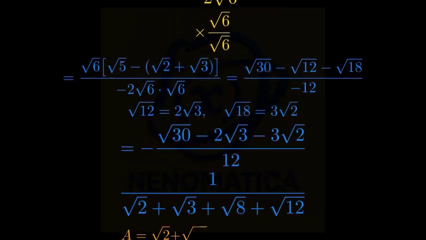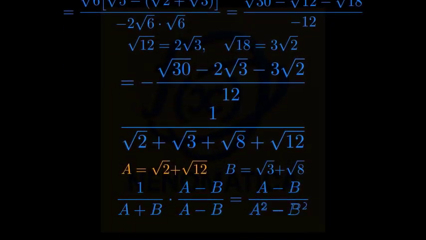Example 2. Rationalize the denominator of 1 divided by square root of 2 plus square root of 3 plus square root of 8 plus square root of 12. For 4 radicals, we group the 2 middle ones together and the other 2 together. Let A be square root of 2 plus square root of 12, and let B be square root of 3 plus square root of 8.